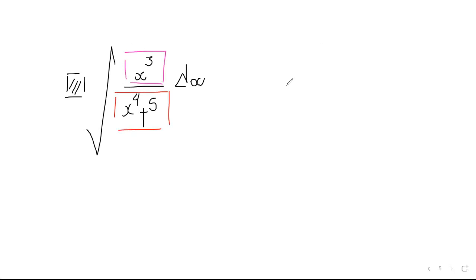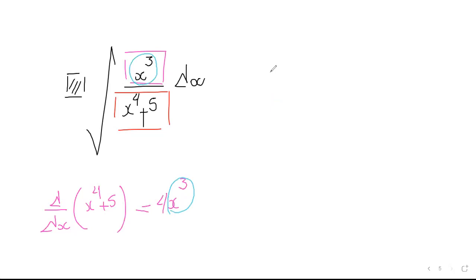What is that thing? If I take the derivative of the denominator with respect to x, which means d over dx of x to the power 4 plus 5, based on what we have learned for power functions, it becomes 4 times x to the power 3, right? Now, when I look at the numerator, I have the same x to the power 3, but the 4 is missing.